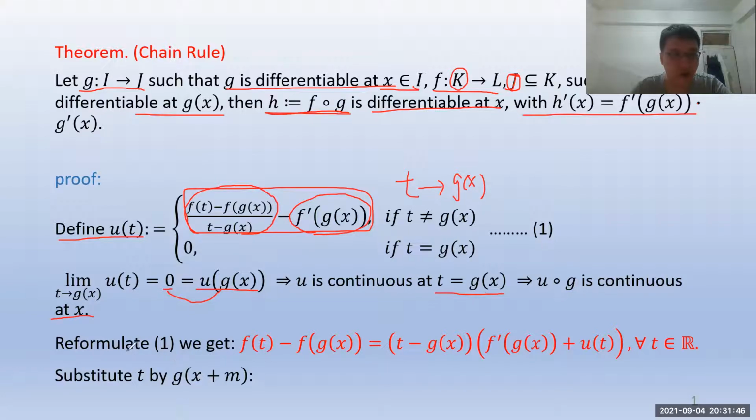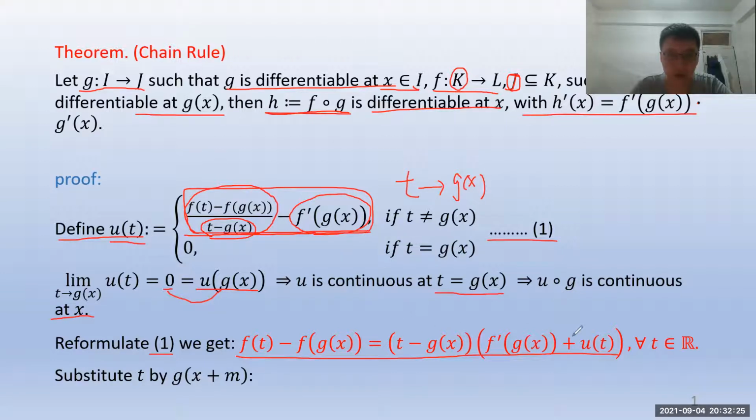Okay, so reformulate formula 1. We get f(t) minus f(g(x)) equal to (t minus g(x)) times (f prime g(x) plus mu(t)). We obtain this relation by simply multiplying the denominator term t minus g(x) to both sides of formula 1.